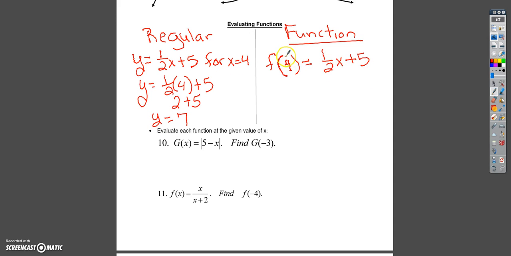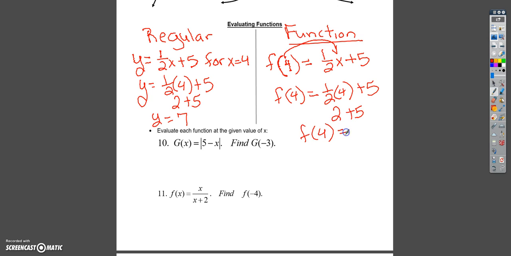Over here, we just have to know that this means that goes in place of that. So when x is 4, we simply put 4 in place. We do the math the same way. It comes out the same thing. It's just that here we have it all together, and here we have to look two different places to find our x and y.